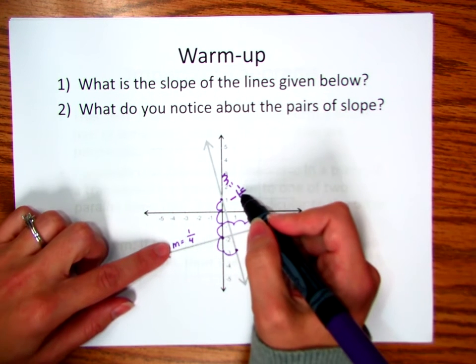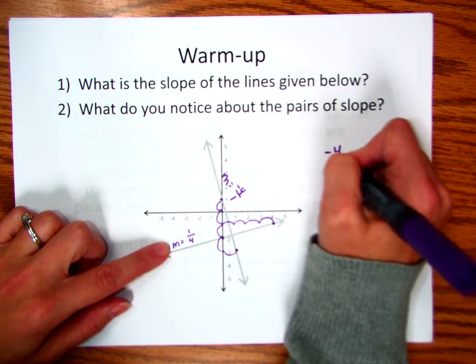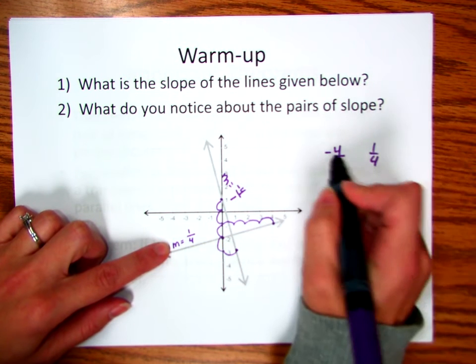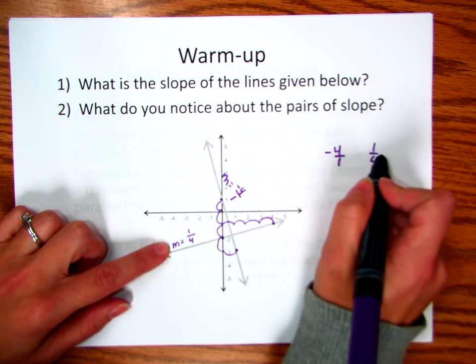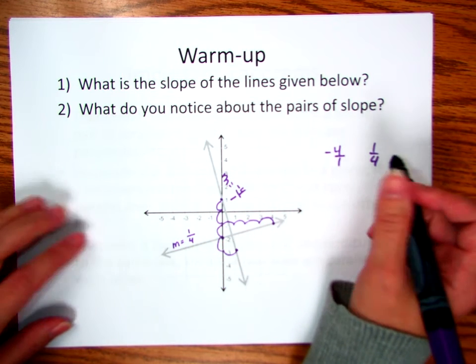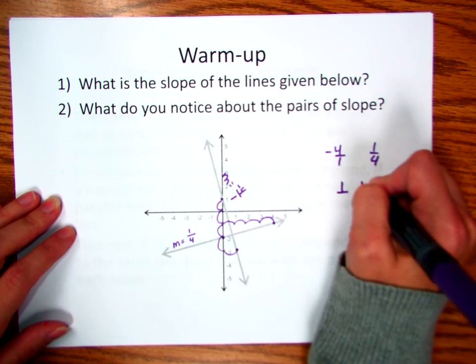Now if you look here at our two slopes, we have negative 4 over 1, and we also have 1/4. These are opposite in value, and they're reciprocals. When you have opposite reciprocal slopes, you have perpendicular lines.